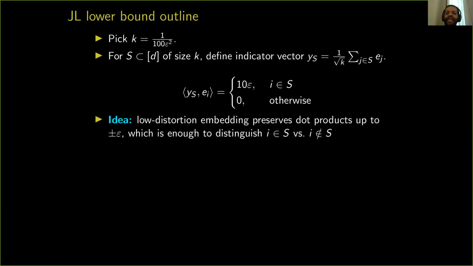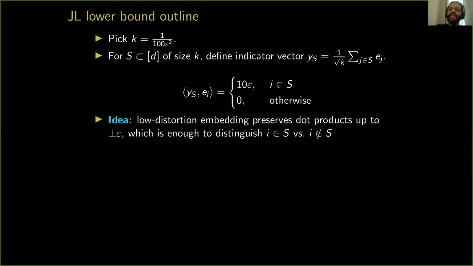So for a subset of coordinates, S, a subset of coordinates of size k, I'm going to define the following vector ys, which is just the indicator vector of S. So it has a 1 for each thing that's in S and a 0 for each coordinate that's not in S. And I'm going to normalize it by root k so that it has a unit Euclidean norm.